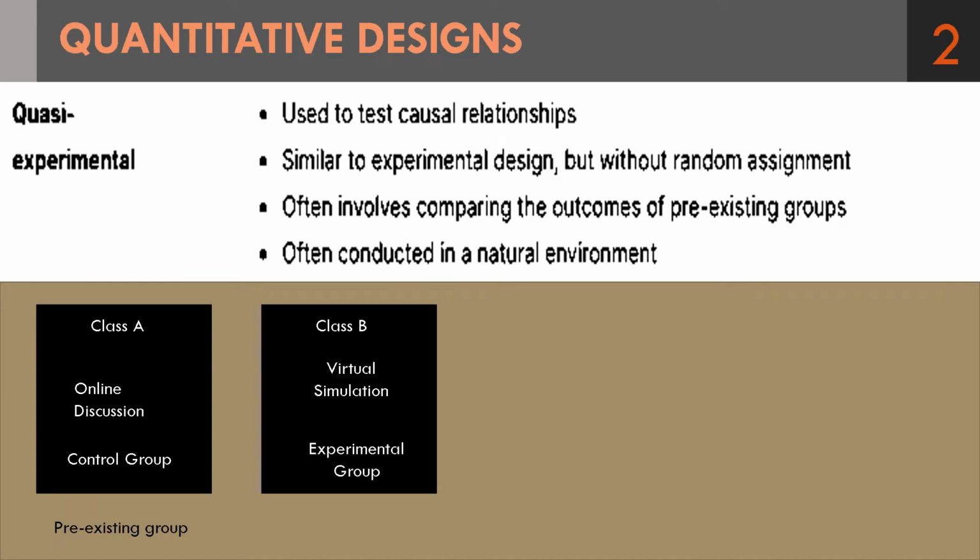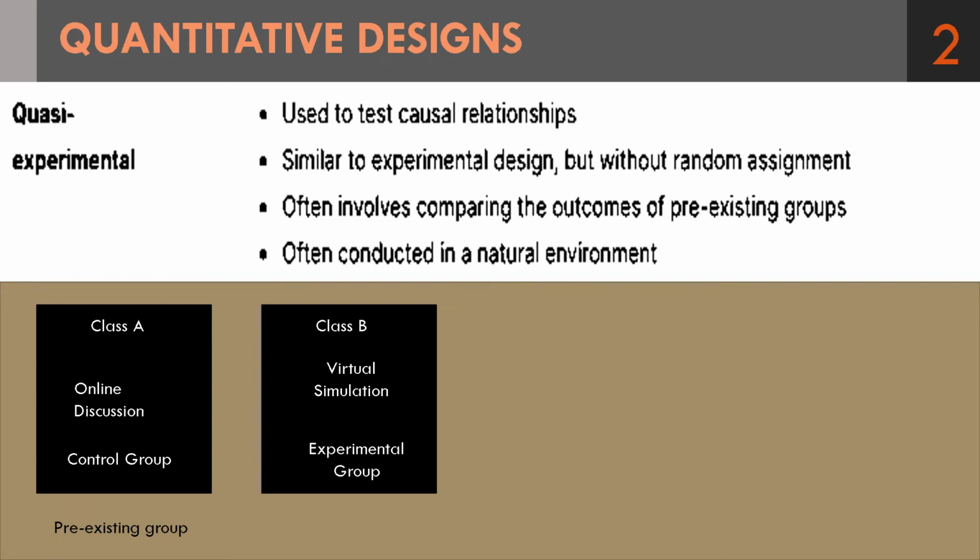So, as you could see here, we have two groups, the control and experimental. Yung control group, yung Class A, pre-existing yung intervention na ginamit sa kanya. Kumbaga, ito na yung dating ginagamit, the online discussion. Meanwhile, sa Class B naman, this is the experimental group and virtual simulation. Ito yung intervention na i-experiment natin. Kasi bago lang, hindi to commonly na ginagamit noon. Ayan yung experimental group natin.